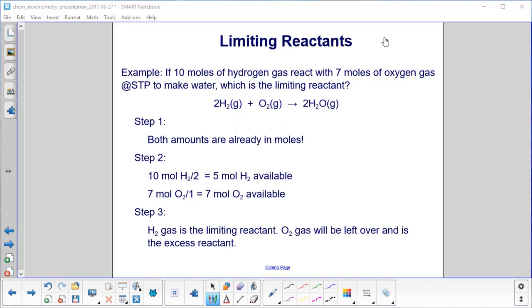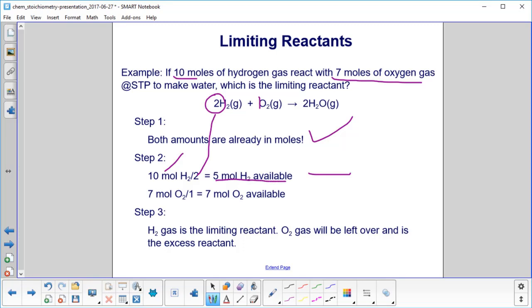Let's try another example. We have 10 moles of hydrogen gas, that's good, they already gave us the moles, and 7 moles of oxygen, also good. Which is the limiting reactant? So step 1, both amounts are already in moles. Step 2, divide each mole by the stoichiometrical coefficient. There's 2 for hydrogen, 1 for oxygen. So here's hydrogen. We take the 10 moles, divide it by 2, see that 2 over there, and we get 5 moles of hydrogen available.